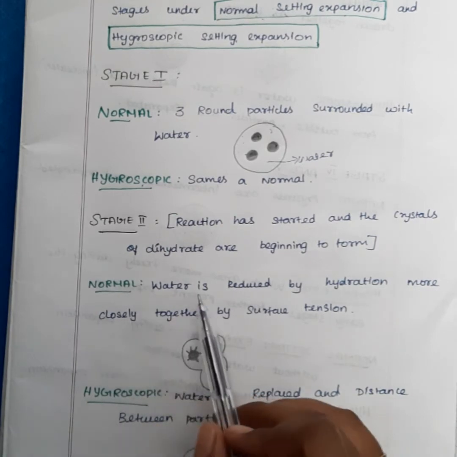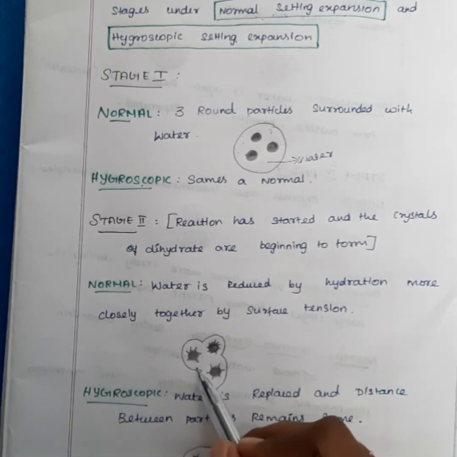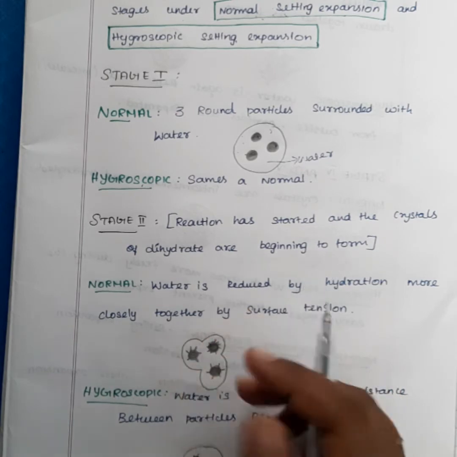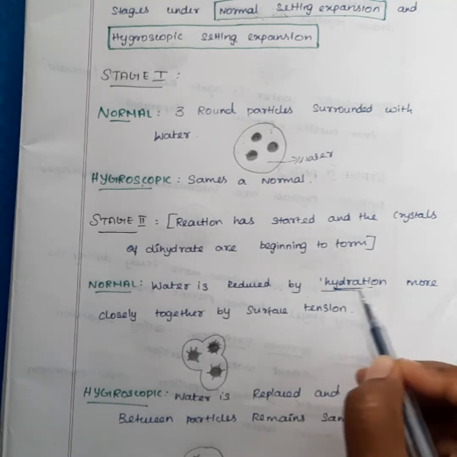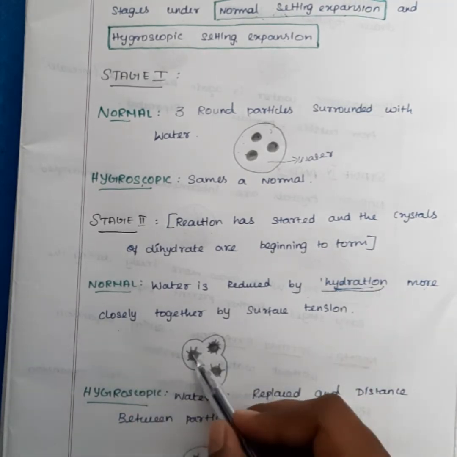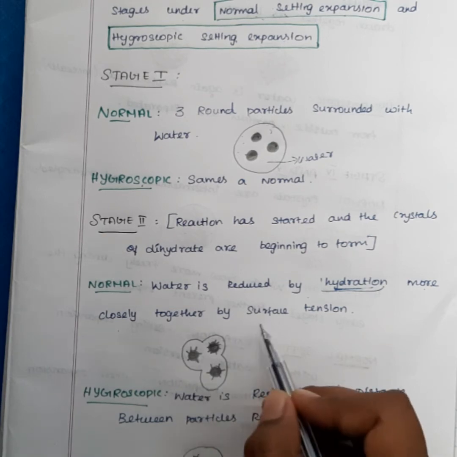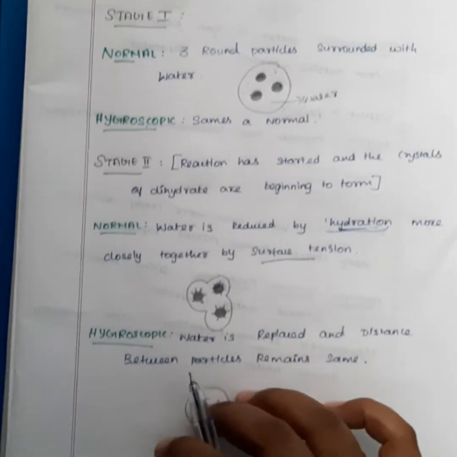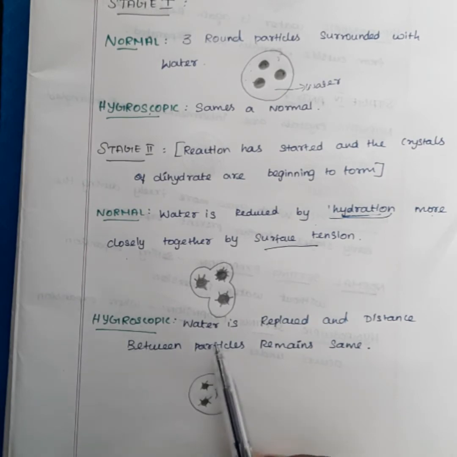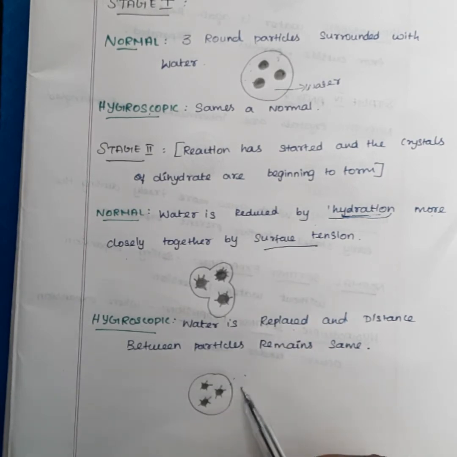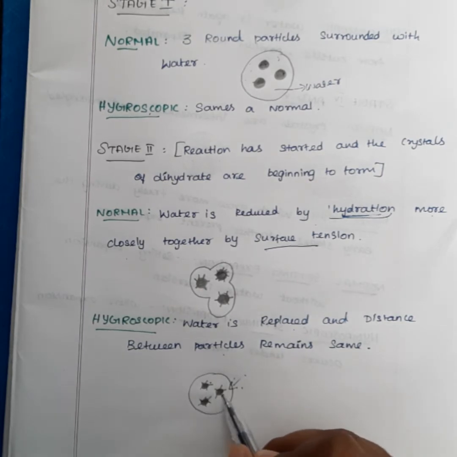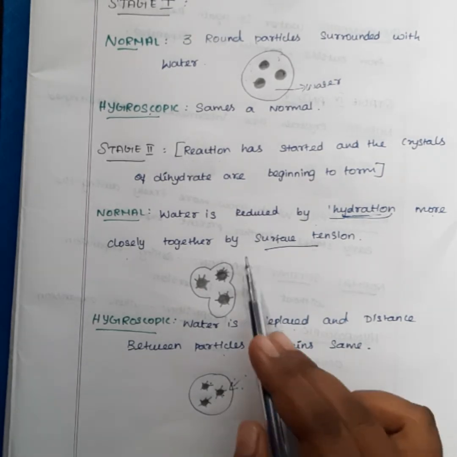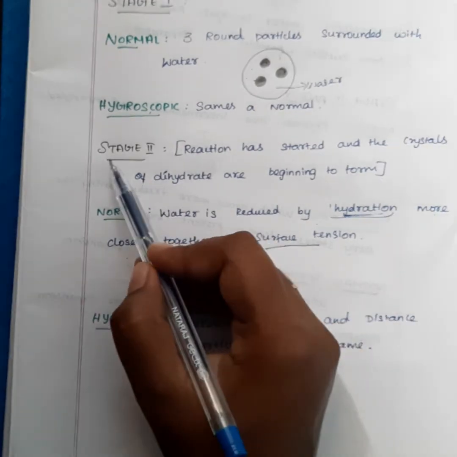Now in normal, water is reduced. See, here water is reduced, so it became closer to the particles. Water is reduced by hydration, the process of hydration pulling the particles more closely together by surface tension. Understand? And in hygroscopic, water is replaced. So here water will be added and the distance between particles remains the same as here. Water is added and the distance between these particles remains the same. This is the difference between normal and hygroscopic in stage 2.